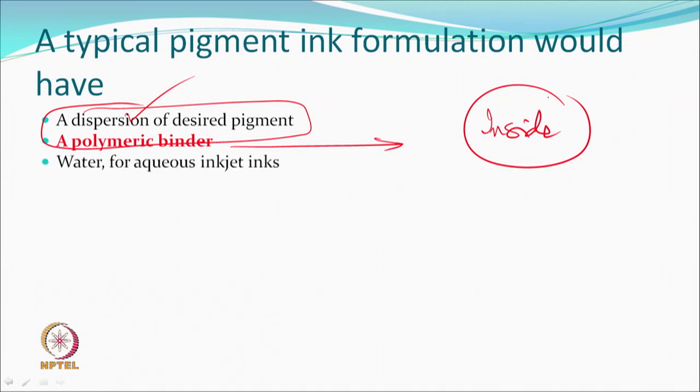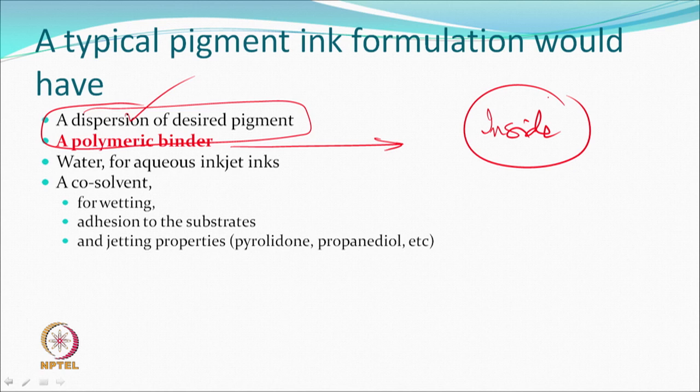Water, we generally prefer aqueous ink. So, therefore, there is a dispersion of the pigment and a polymeric binder, and some water, aqueous systems. A co-solvent, so that the surface tension and wetting properties are modified to suit the requirement. It will have the purpose of wetting, adhesion to the substrate, and good jetting.